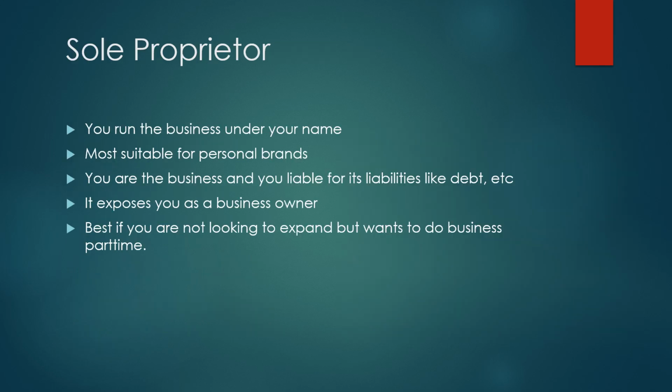The second one is the sole proprietor. This is the closest to business name. And here you run the business under your name. There is no distinction between you and the business, especially when you're working as a person. And therefore, you are the business, okay? And the business is you. You are fully liable for all the liability like debt, tax, fines, everything of the business.